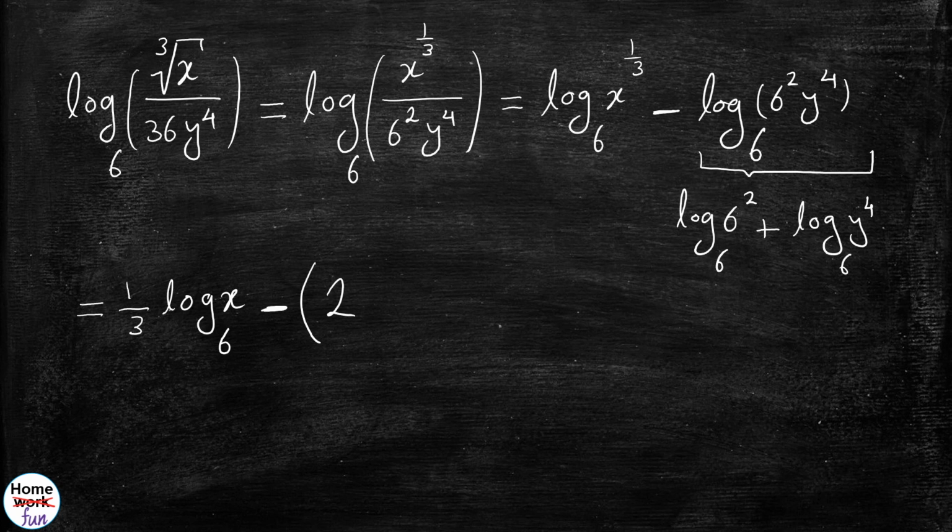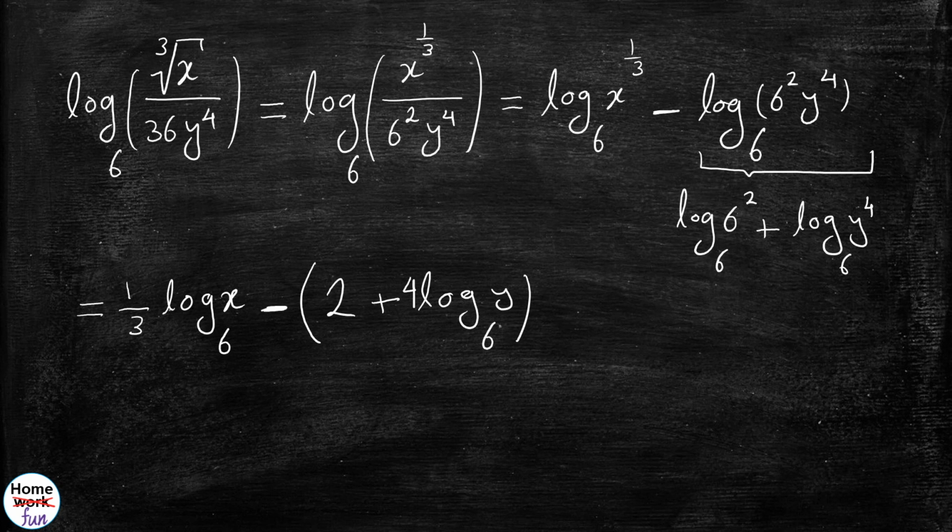Because log of 6 with the base 6, that's 1. And the 2, we can bring it to the back of the log. So 2 times 1, that's 2. So 2 plus log of, or the power of 4 can go at the back of the log. 4 log of y with the base 6.